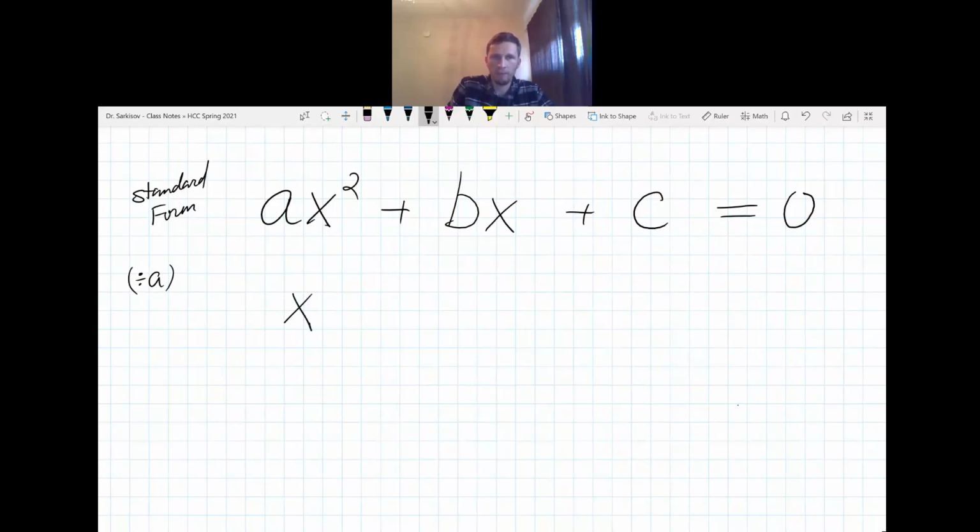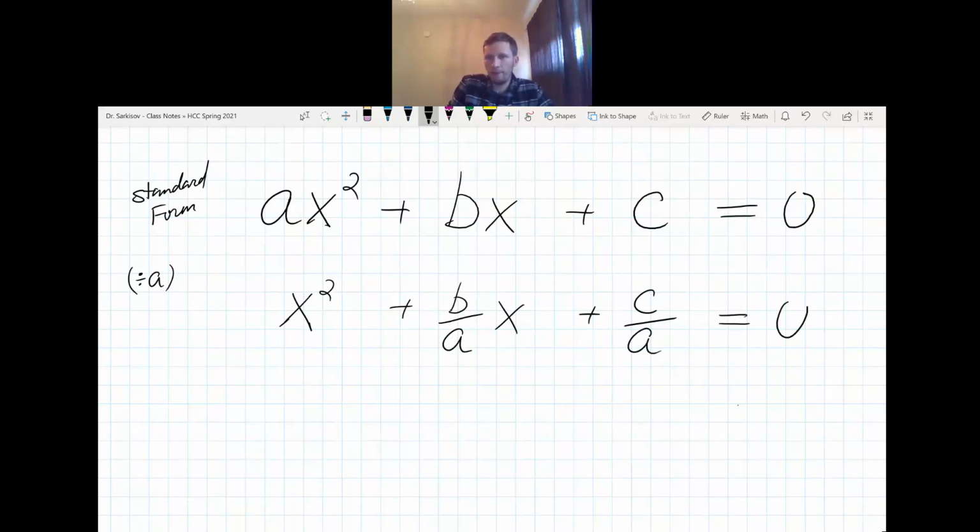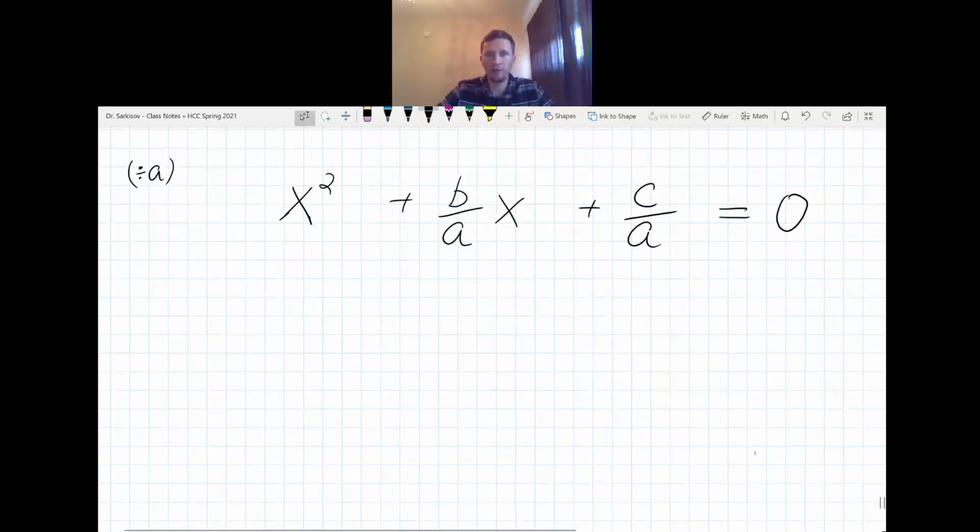So x squared, right? And then plus a what? B over A, x, right? I mean, that's what it is. Divide by A. Plus a C over A, and then equals 0 over A. That's just 0. Okay, now this is where we're going to right away go into completing the square. So far the same, so good, right? Same problem. Complete the square.